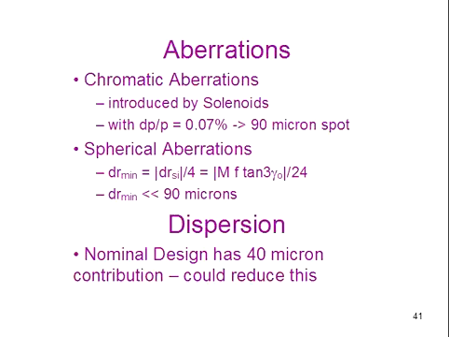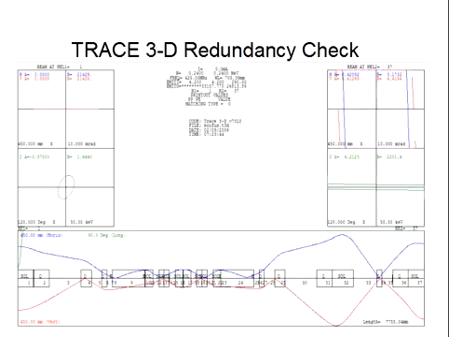Dispersion has been analyzed as well. The nominal design is a 40 micron contribution to the beam size, but one could easily reduce this in a future design by making some changes to the focal properties of the system. The system was also studied with Trace 3D, a well-known ion optics code. Trace 3D verified that the SCAT studies were accurate, as was expected.